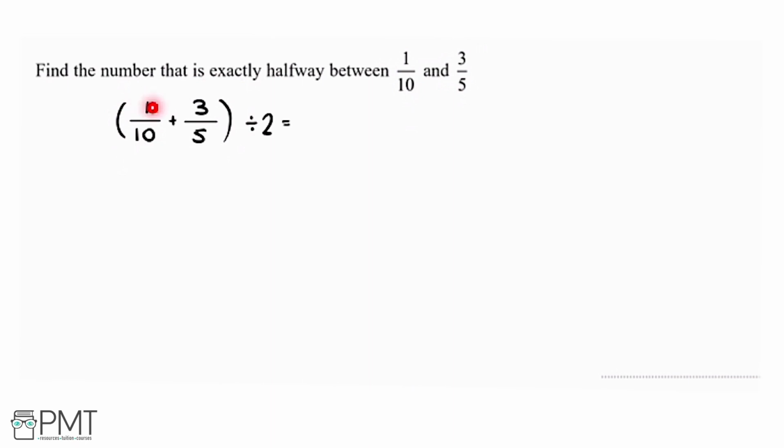So I'm going to work out 1 over 10 plus 3 over 5, which gives us 7 over 10. And then we're going to divide that by 2, which gives us 7 over 20, which equals 0.35. So you write it either as this or this, and you'll get the mark. And as well as the mark for the answer, you get 1 mark for your working, so this bit here.